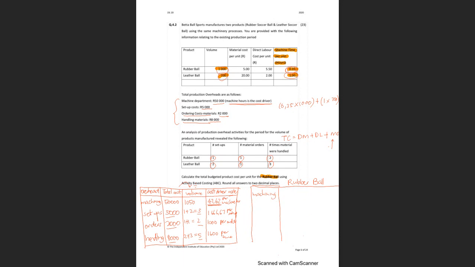it's going to be 0.35 for 1 unit, and in total we are producing the 1,000 units, and that is now multiplied by 47.62. So this gives us a total cost of 16,667.